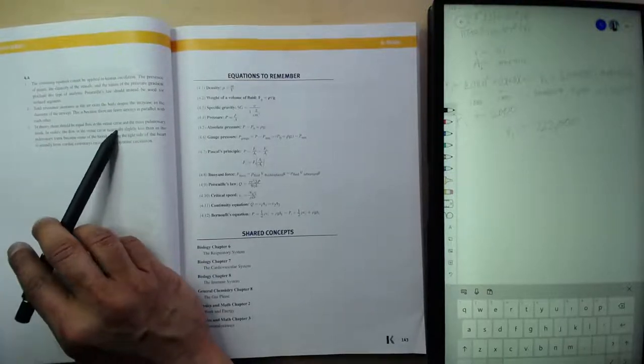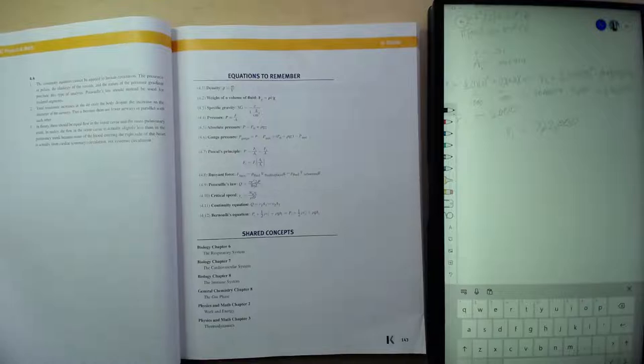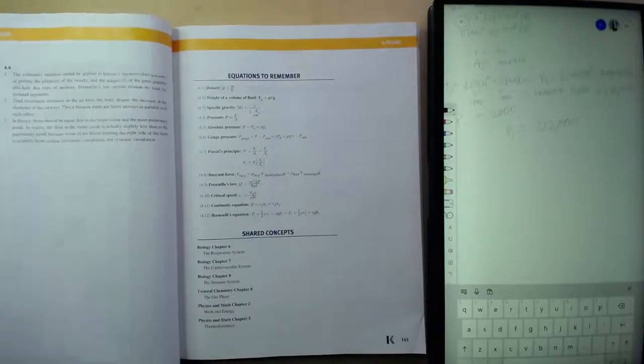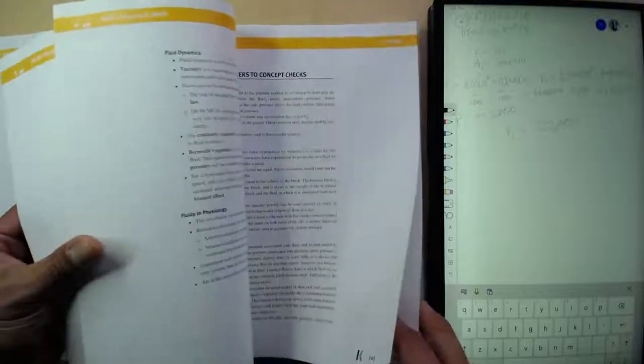In reality, the flow in the vena cava is actually less than in the pulmonary trunk, because some of the blood entering the right side of the heart is from cardiac coronary circulation, not systemic circulation. Okay. Almost done. We've got some practice questions.